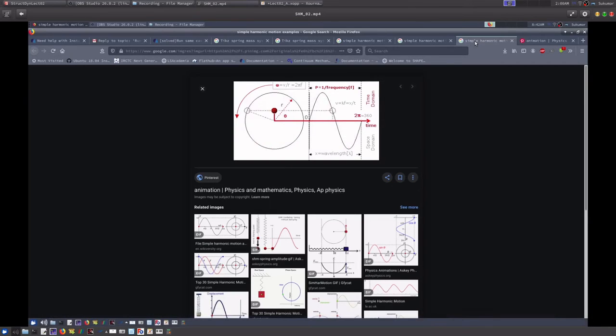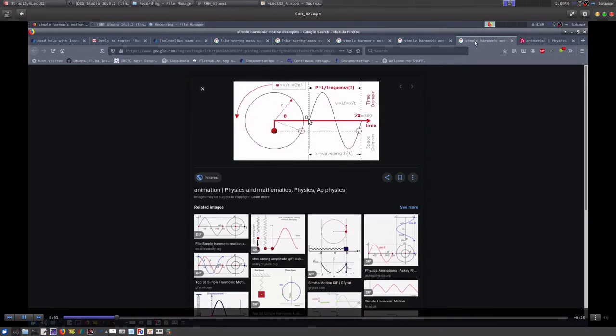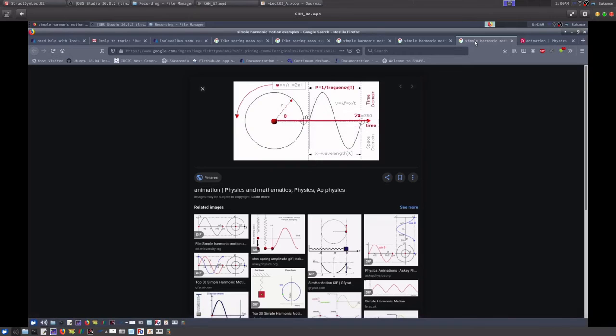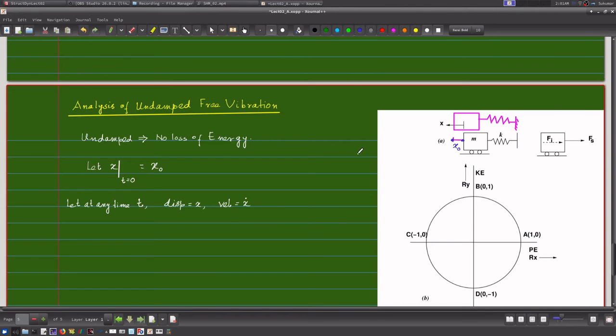So therefore we also see here that the motion of the particle itself, say it is the mass connected to a spring, the motion of that mass itself can be expressed by a simple harmonic function like sine function, or if I start from here, it will be a cosine function. After looking at this video, the analysis of undamped free vibration will be more easily understood. For that, let us go back to our presentation.